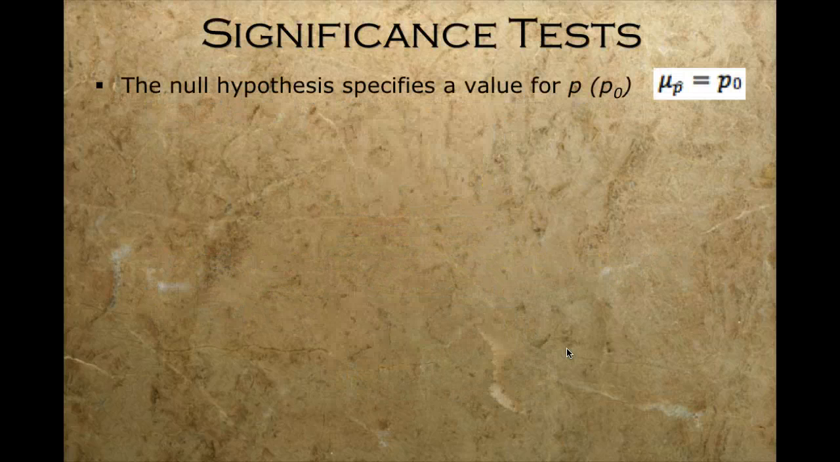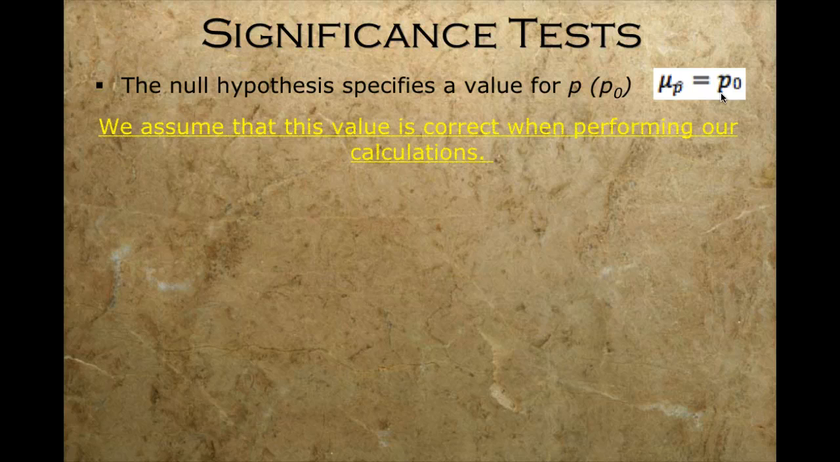Now for significance tests, it's slightly different because we start with a hypothesized value. We start by believing that mu of p hat is equal to some value which we will call p naught. Now we assume that this value is correct when performing our calculations. Let me say that again. We assume that this value, p naught, is correct when performing our calculations. The only point that we can be proven wrong is when we get to our calculations portion. That means with our hypothesis and our conditions, we are assuming p naught is correct.